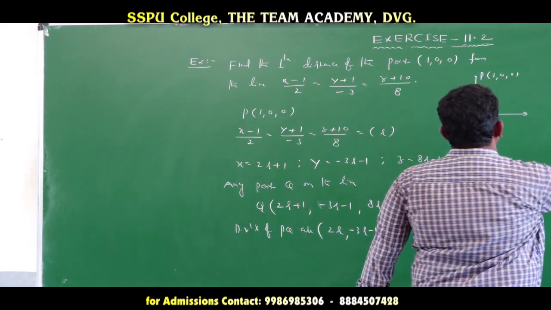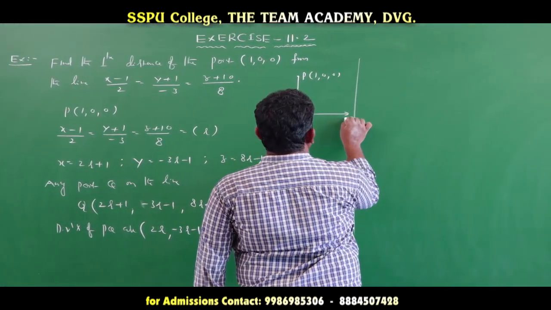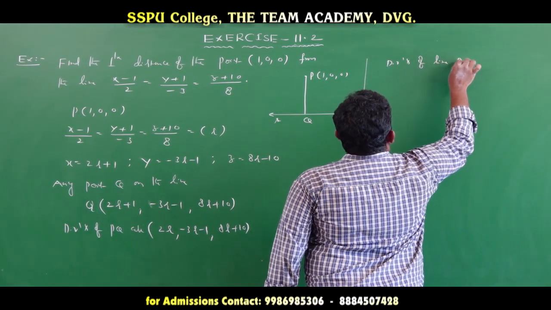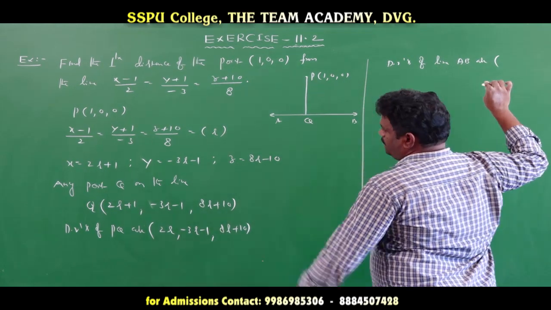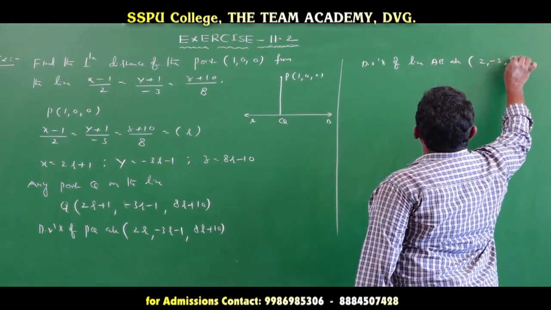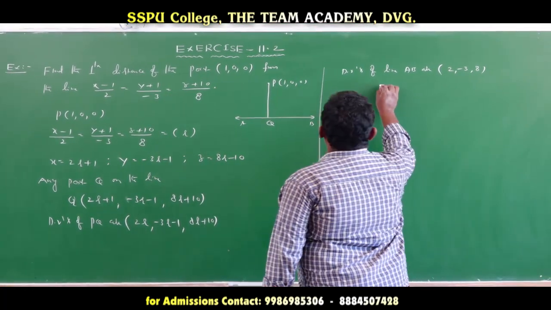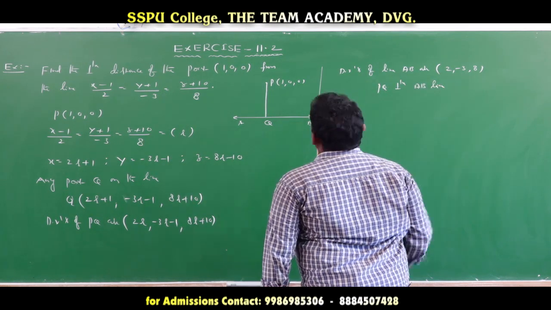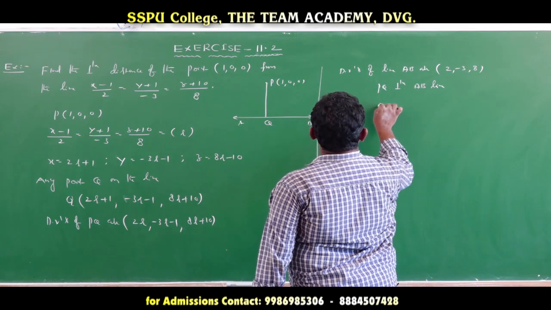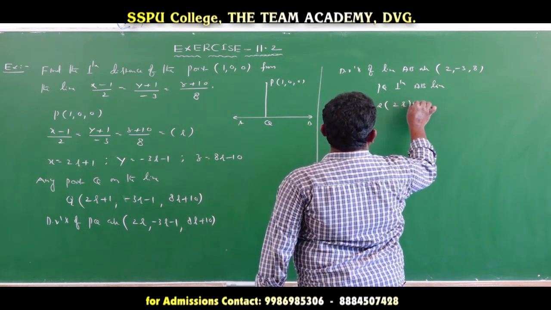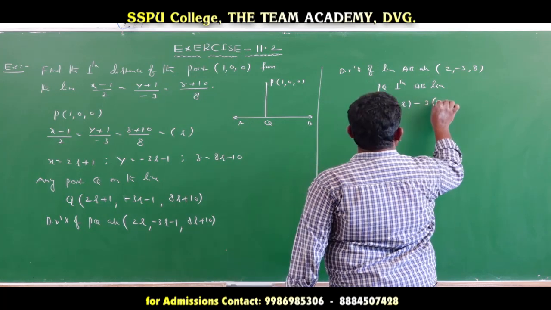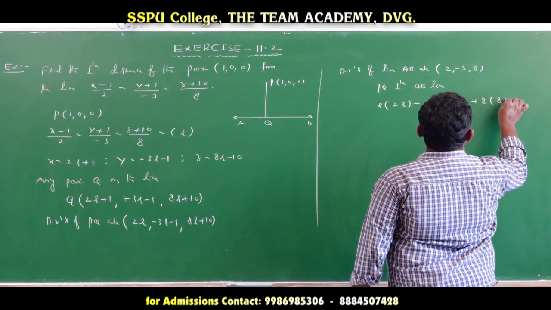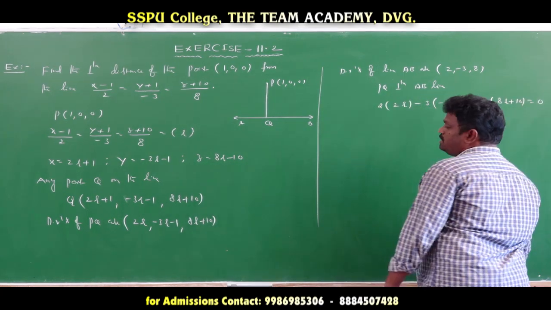Next, the direction ratios of line AB. The direction ratios of the given line are 2, minus 3, 8. Now these two are perpendicular, so PQ is perpendicular to line AB. So we take 2 into 2r, minus 3 into (minus 3r minus 1), plus 8 into (8r minus 10), is equal to 0.